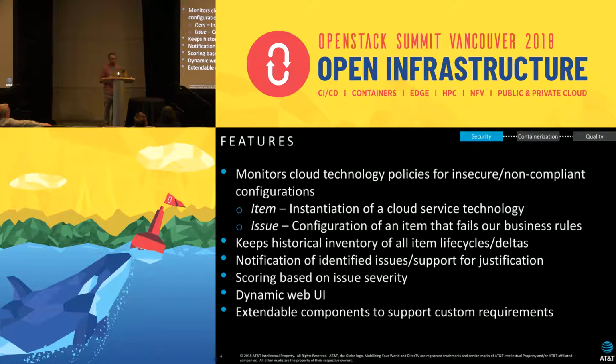SecurityMonkey keeps a historical inventory of all your items, their full life cycles, anytime an item's created, any and every change that's made, and eventually if you delete that resource, and then all the deltas. So whenever there's a configuration change, you can go back and see what changed and when exactly did it change. So when you do have an issue arise, there's notification services. So any of the interested parties, your operational team, your security team, the account owner is aware that there's an issue with a particular configuration.